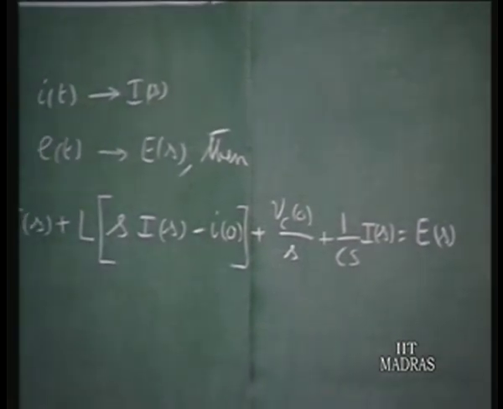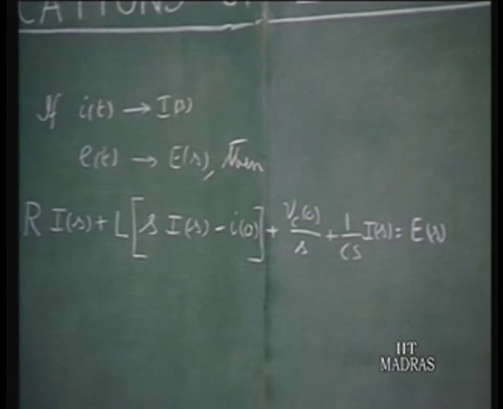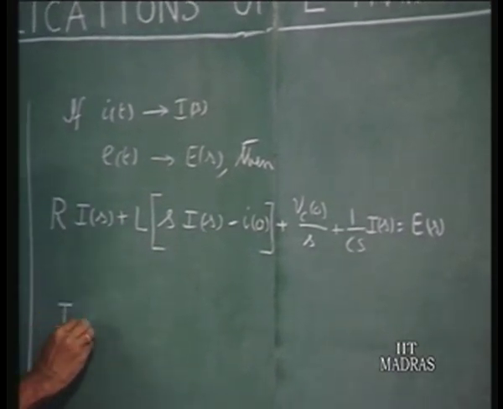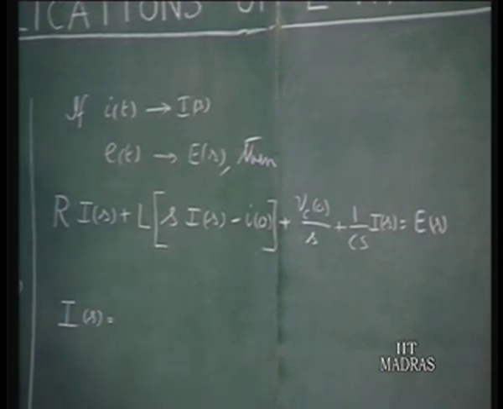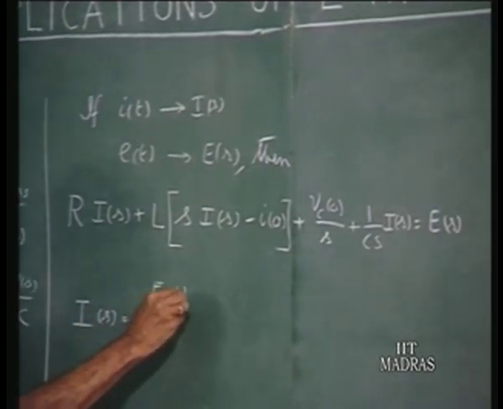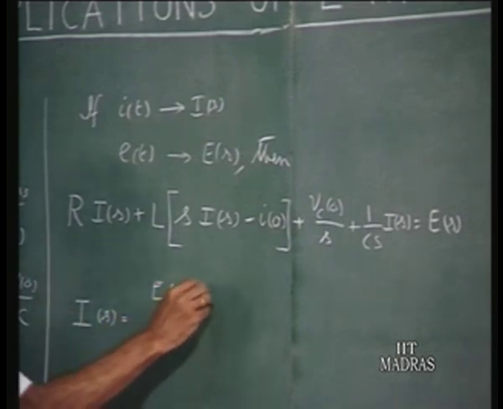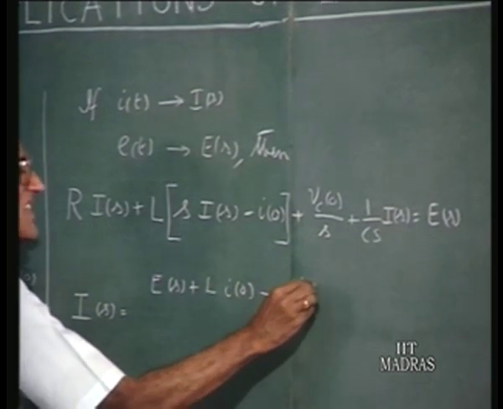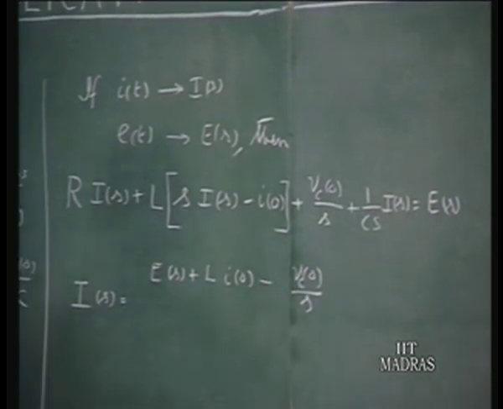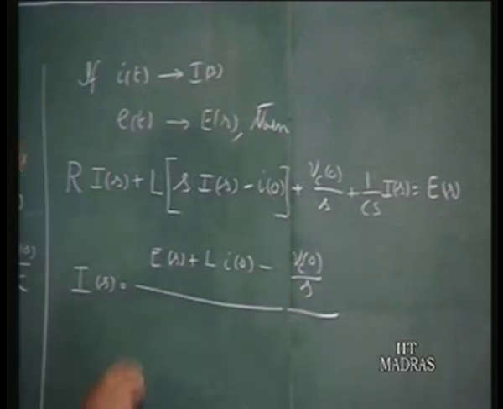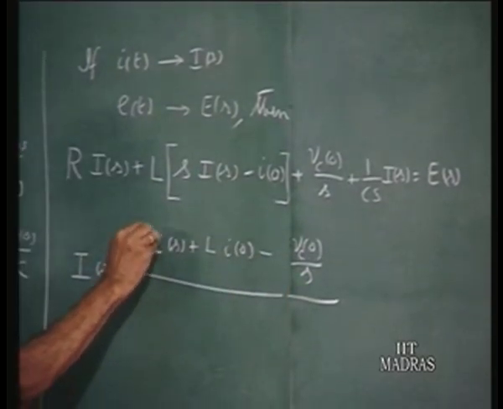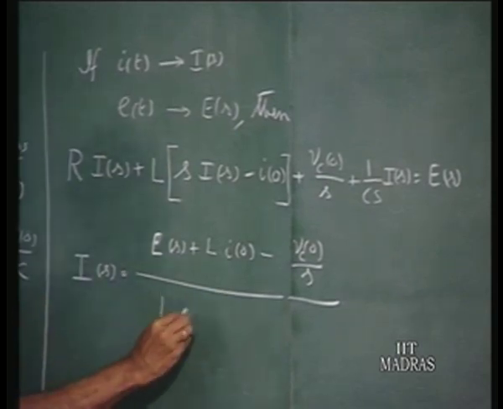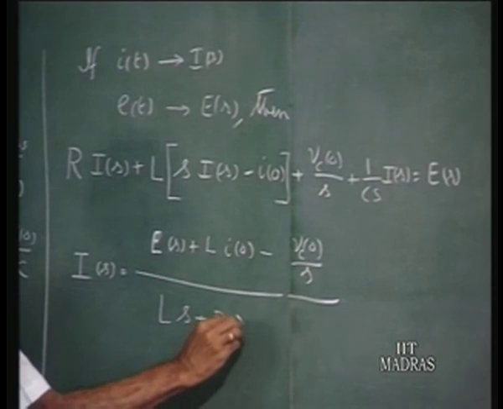So we have an equation now in I of S which has to be solved for in terms of the known quantities. So I can write this as I of S equals E of S, the Laplace transform of the source function, plus Li0 minus Vc0 over S, divided by the coefficient of I of S on the left hand side, which is Ls plus R plus 1 over Cs.